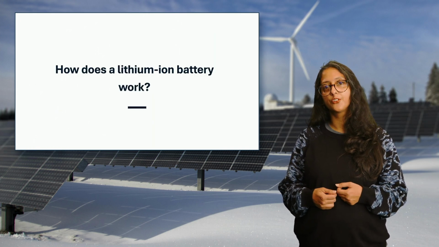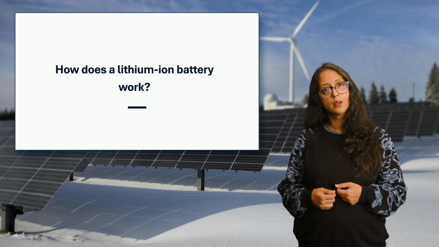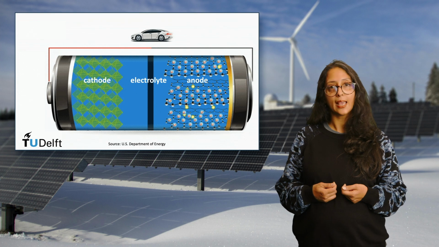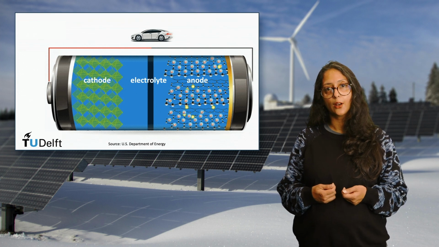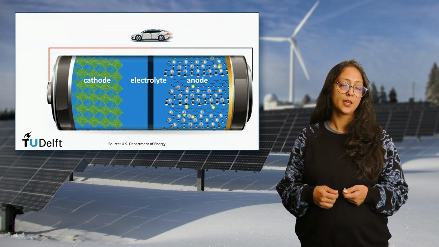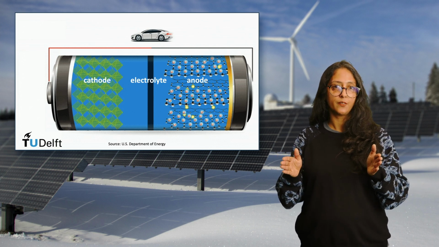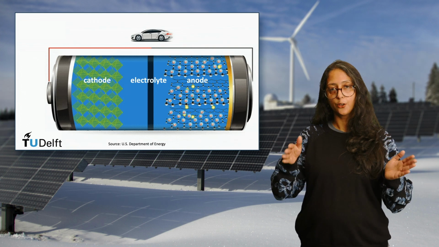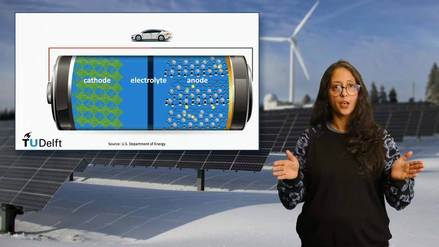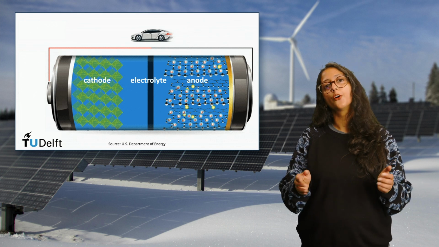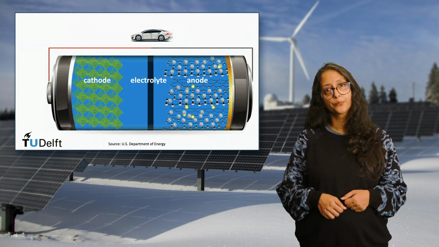But how does such a lithium-ion battery work? A lithium-ion battery is made up of an anode, cathode, separator, electrolyte, and two current collectors. The anode and cathode store lithium. The electrolyte carries positively charged lithium ions from the anode to the cathode and vice versa through the separator. The separator blocks the flow of electrons inside the battery.